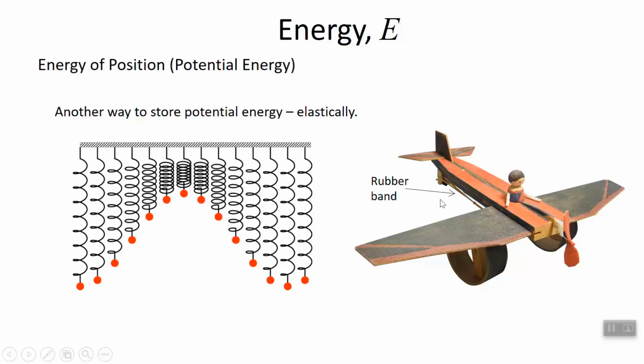Another elastic storage mechanism would be the rubber band in this balsa wood plane. That's also stored up energy, or a rubber band that you use as a slingshot. So you store up some energy inside that elastic medium.